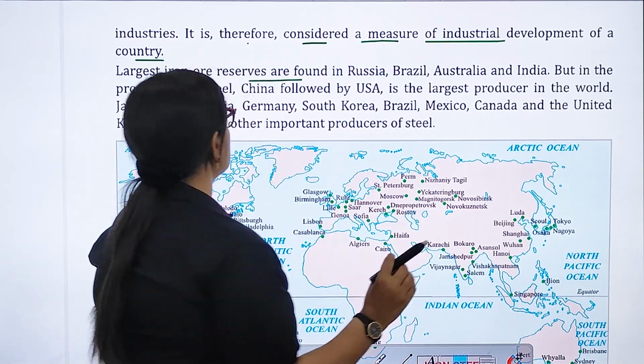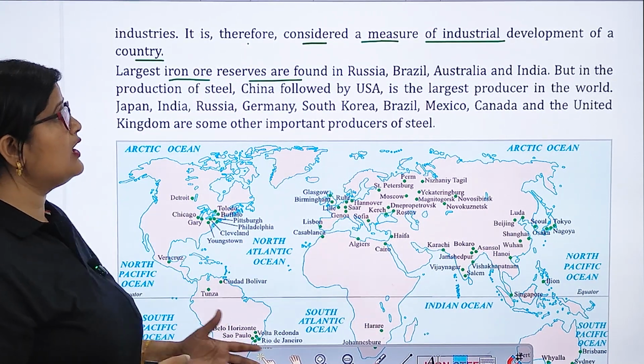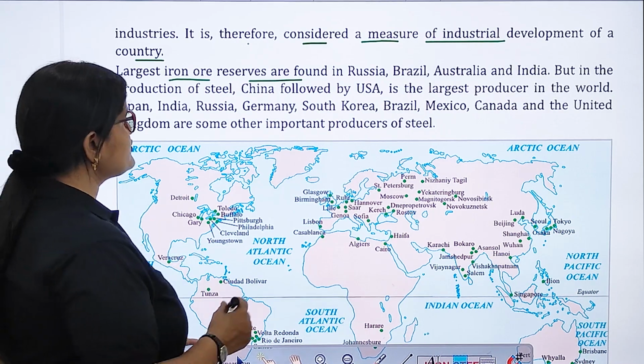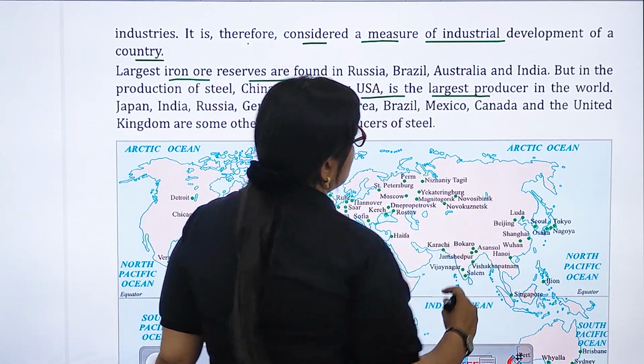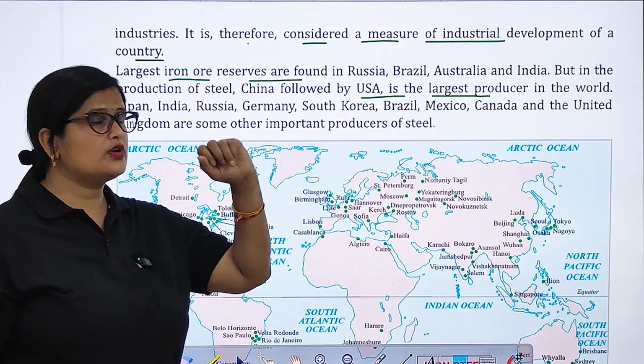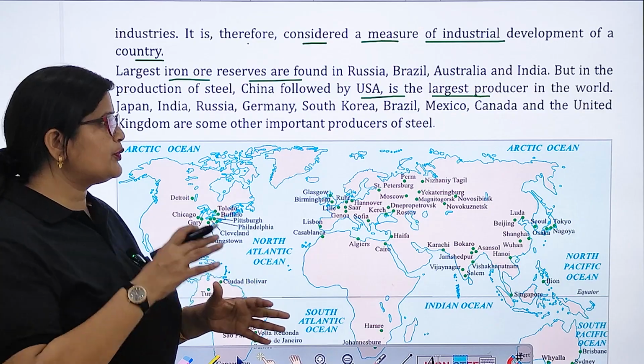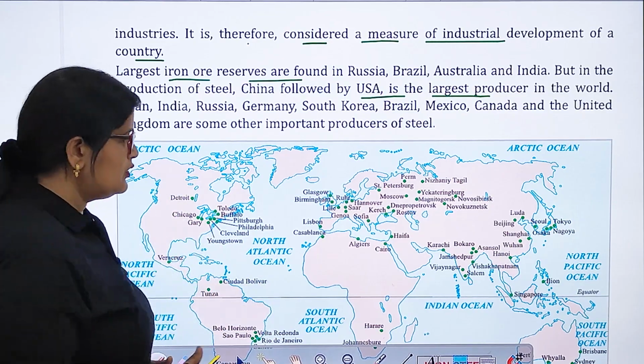The largest ore reserves are found in Russia, Brazil, Australia and India. But in the production of steel, China, followed by USA, is the largest producer in the world. Japan, India, Russia, Germany, South Korea, Brazil, Mexico, Canada and the United Kingdom are some other important producers of steel.